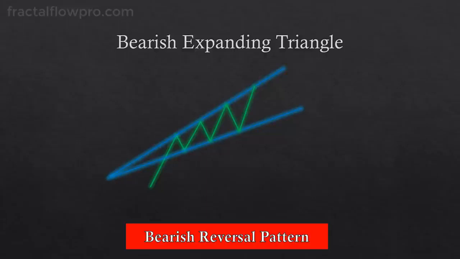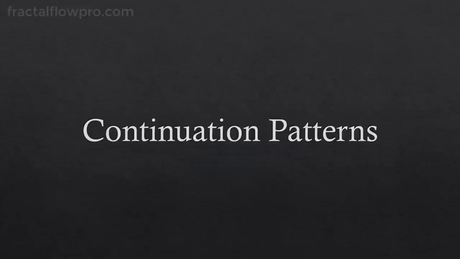The way to trade a bearish expanding triangle is to wait for price to break below the lower line and wait for it to retrace back to this line to test it as resistance. The stop should be above the highest high in the triangle, and the target should be at least 3 times as large as the stop loss size. This covers the reversal chart patterns, so now we'll move on to the continuation chart patterns.